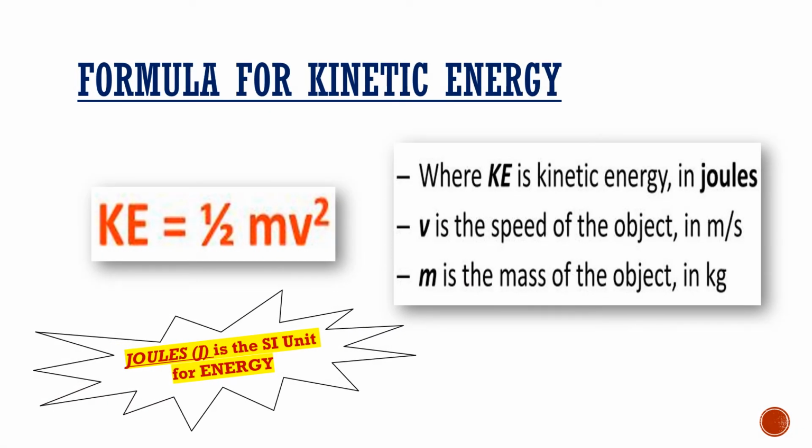Formula for getting the kinetic energy. Kinetic energy has a symbol of KE, which is equal to 1/2 mv squared, wherein KE stands for kinetic energy, which is always in the unit of joules because this is energy. v stands for speed of an object, in meters per second. And m is the mass of an object, in kilograms. Remember that the standard unit for energy is joules, or J, or in expanded form, Newton meter.